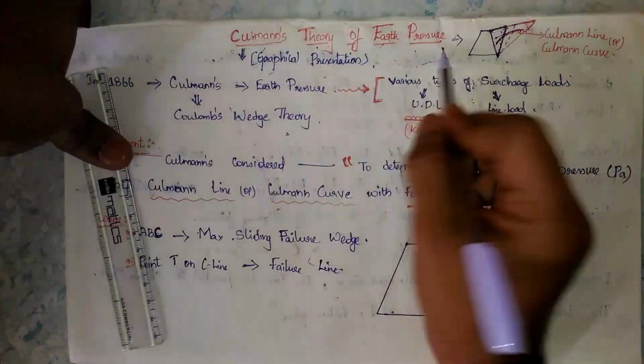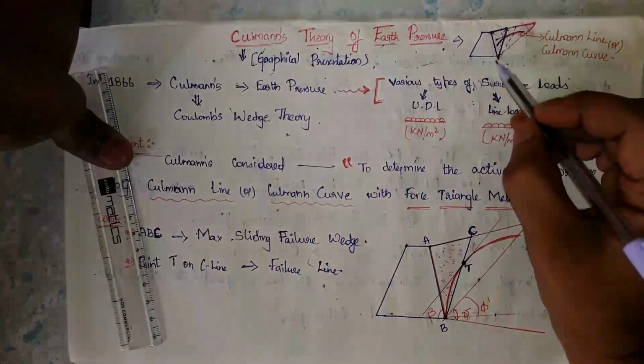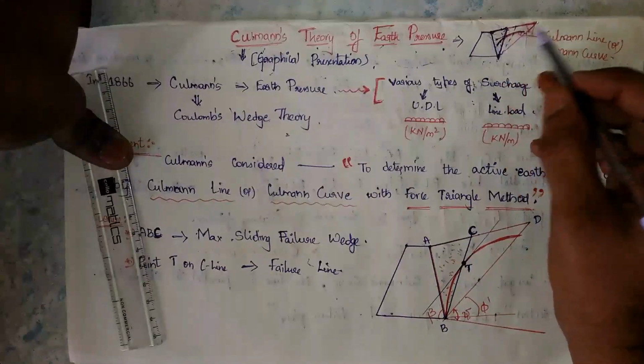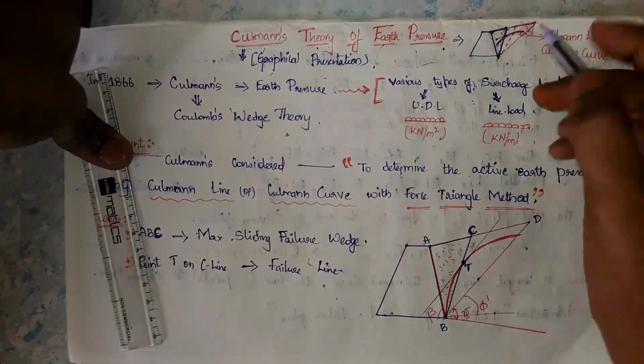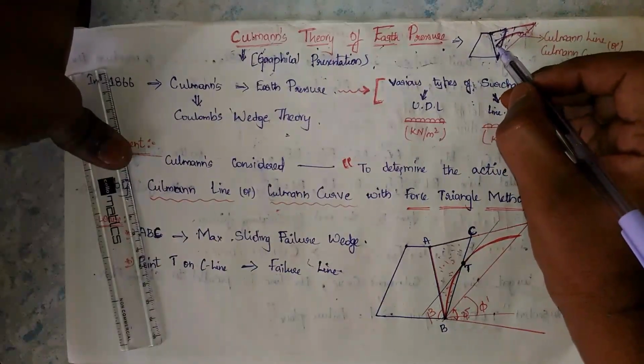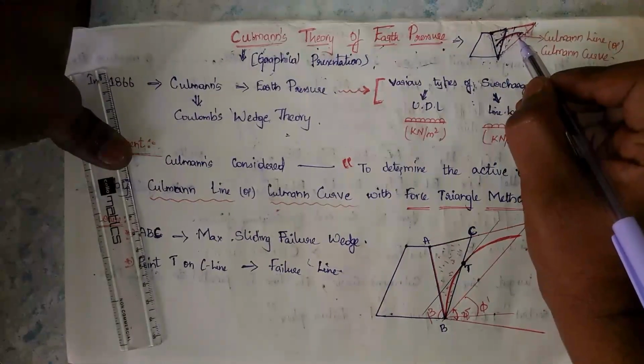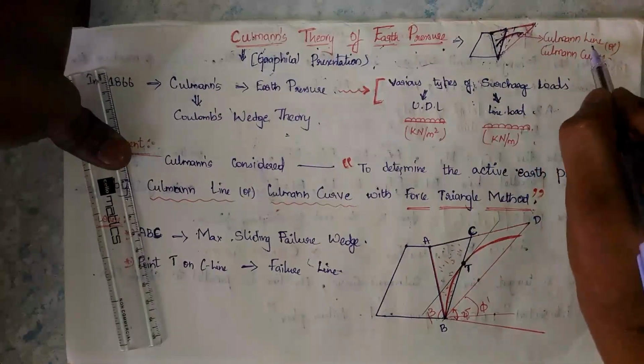So see here, besides the title, we are seeing a small figure. This is the retaining wall, and at the back side of the retaining wall, a red triangle shape is the sliding wedge. In this sliding wedge we are observing a small curved red line. This curve is called the Culmann curve.